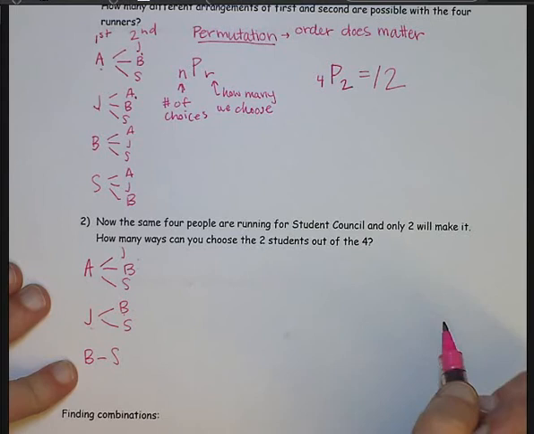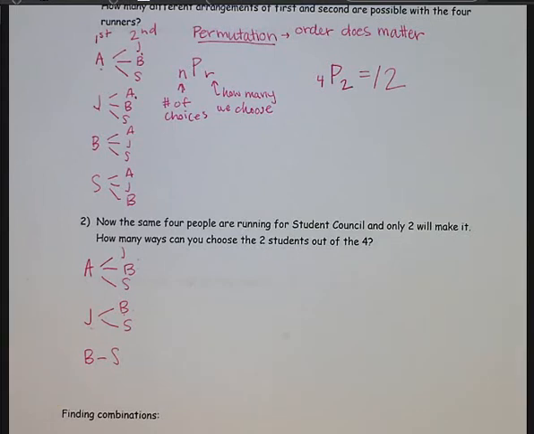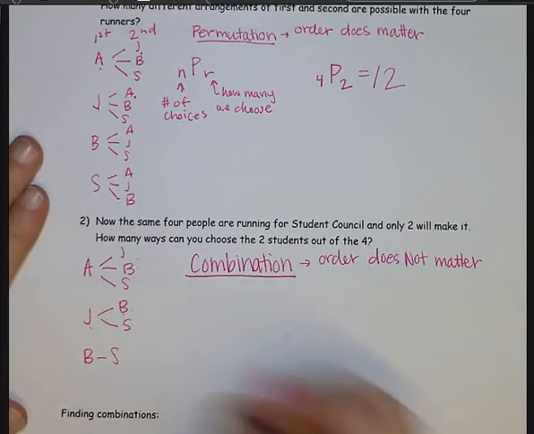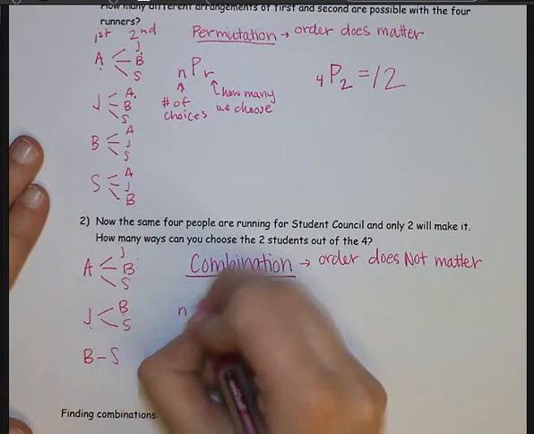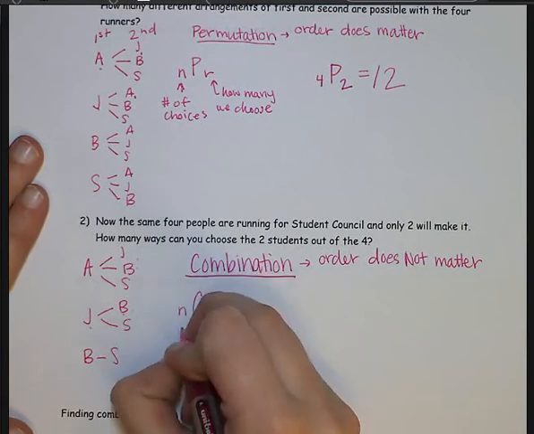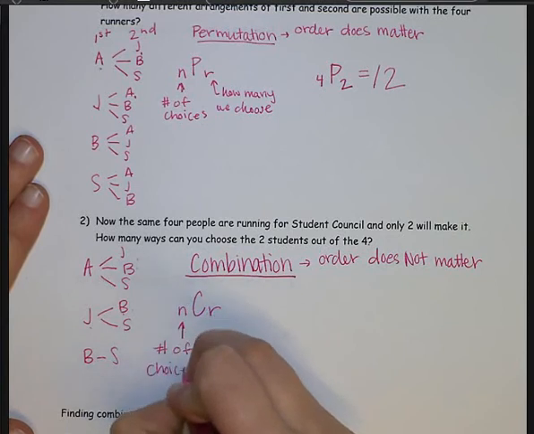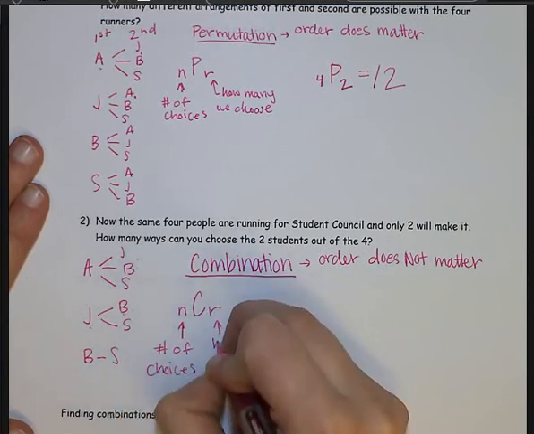Here we're going to use, instead of a permutation, something called a combination. So in a combination, the order does not matter. It doesn't matter who gets pulled out first and who gets pulled out second, or who's chosen first, who's chosen second. We're going to write it similarly as nCr, where n is our number of choices and r is how many we choose.